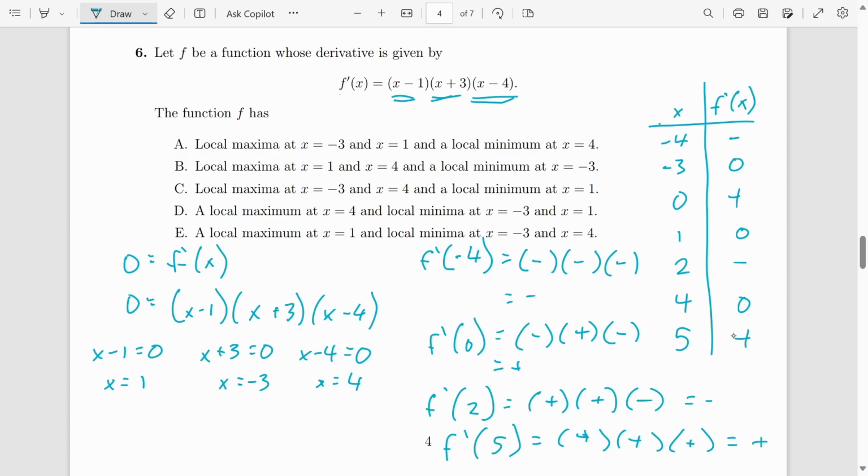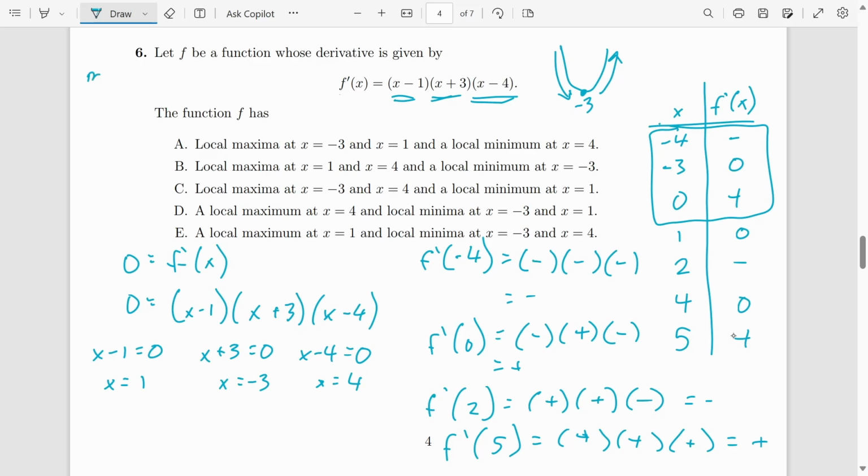Now, to find out which of these are maxima and which are minima, we can look at all three of these critical points and their two neighboring points and see what they mean. Let's look at the first one, the critical point x equals negative 3. You'll see on its left the slope is negative, and on the right the slope is positive. Because of that, it's going to form a local minima. So we know that negative 3 is a minima.